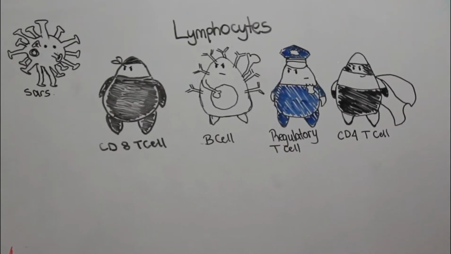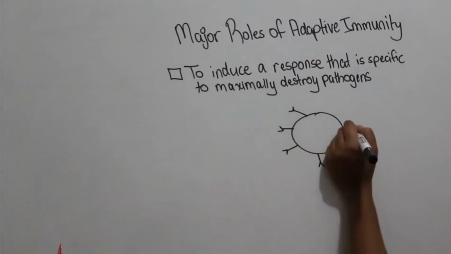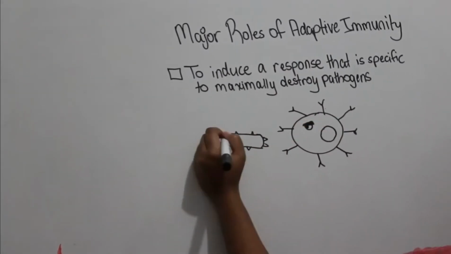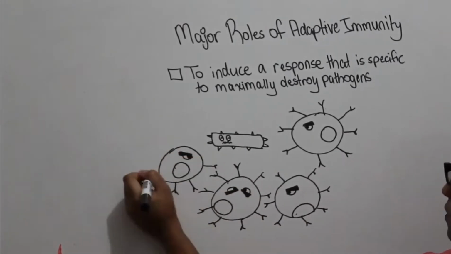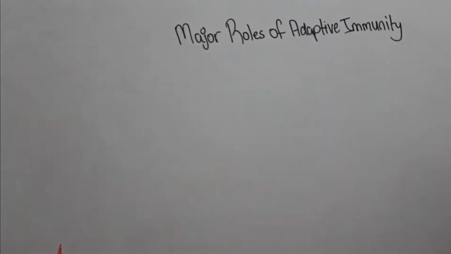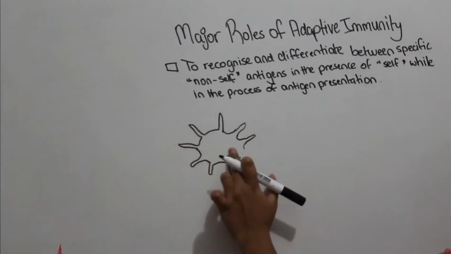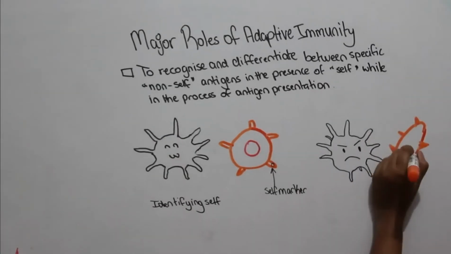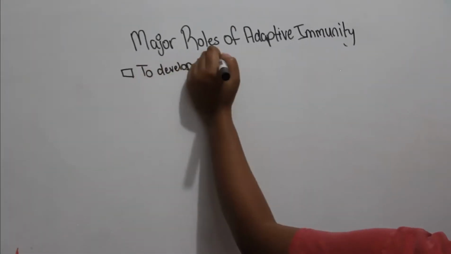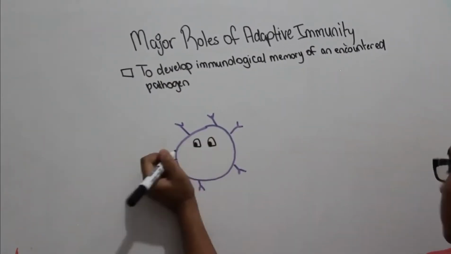The major roles of the adaptive immunity include to induce a response that is specific to maximally destroy pathogens, to recognize and differentiate between specific non-self antigens in the presence of self, while in the process of antigen presentation, to develop immunological memory of an encountered pathogen, whereby the pathogen is recalled by a unique antibody that can induce a quick and specific response to eliminate the pathogen should the same infection be re-encountered.